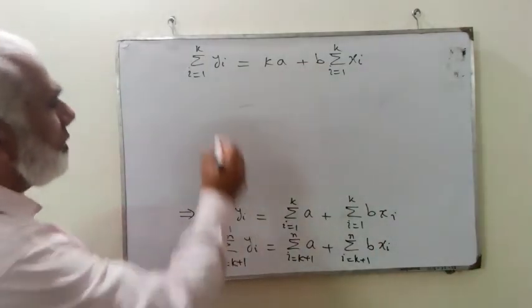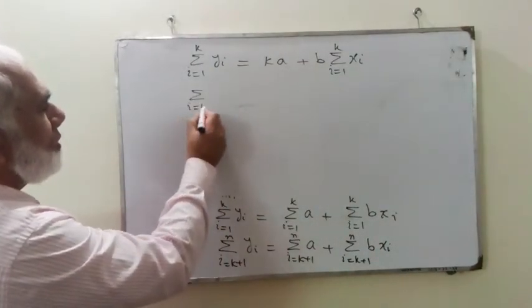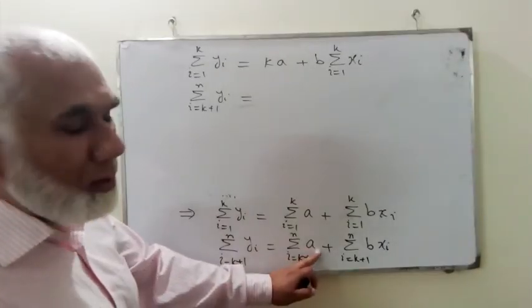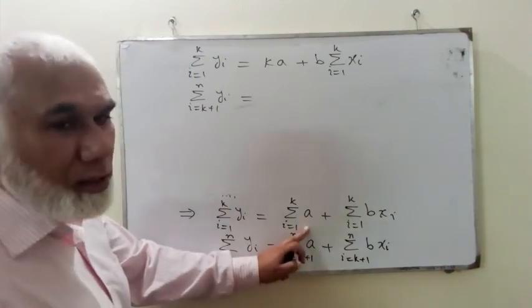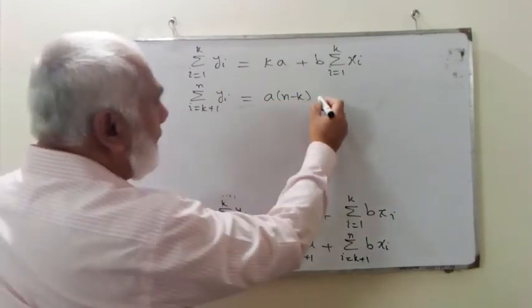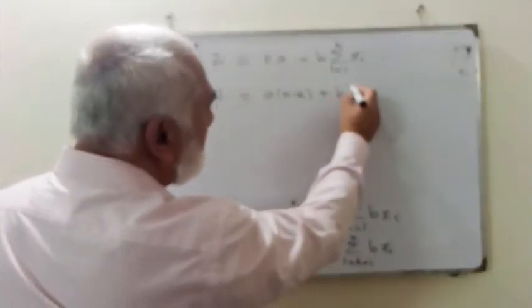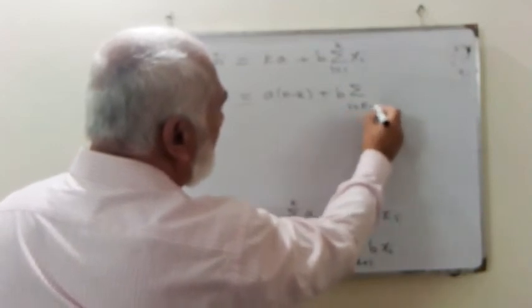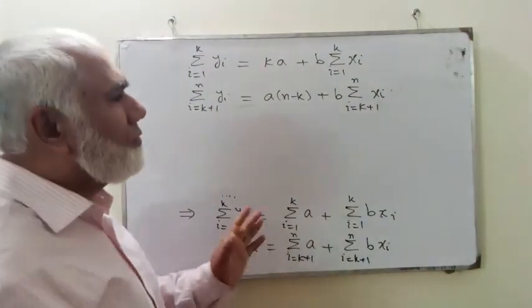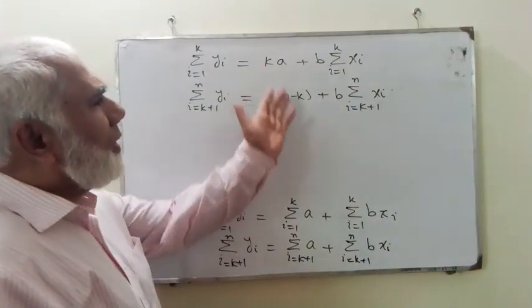Now from the second equation we get sigma i equals k plus 1 to n of yi, and similarly as we have done here, taking a outside and the remaining sigma will be applicable to 1 only. There are n minus k terms, so this gives you a times (n minus k), plus from here b can be taken out. Inside this will be sigma i equals k plus 1 to n of xi. So these are very straightforward steps, and you can verify these results directly from your intermediate books.